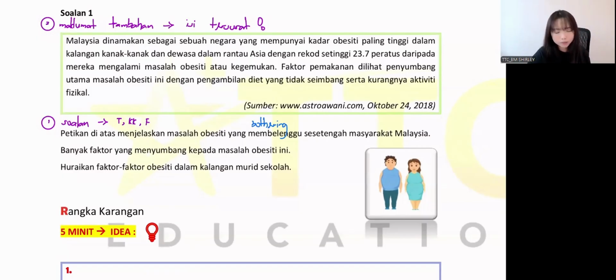This is so obvious because it's already mentioned, okay, this is faktor. And then it's also mentioned that, okay, this is about obesity dalam kalangan murid sekolah. Is there any format laporan, surat? No. No laporan, no surat, no syarahan. It's just a normal essay. So we got the topic here. We got the kata kunci here.